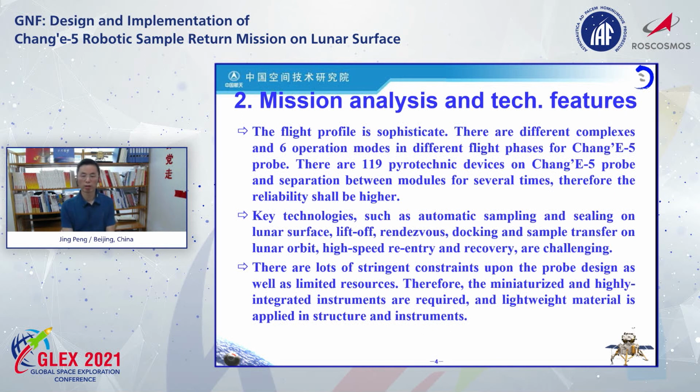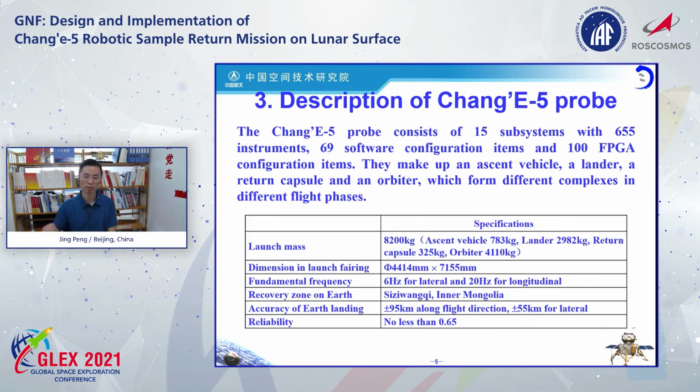Secondly, the key technologies such as automatic sampling and sealing on the lunar surface, liftoff from the lunar surface, rendezvous, docking, and sample transfer on lunar low orbit, high-speed re-entry, and recovery in Earth's atmosphere are very challenging. At last, there are lots of stringent constraints upon the probe design as well as limited resources, such as launch mass. Therefore, miniaturized and highly integrated instruments are required, and lightweight material is applied in structure and instruments. Next slide, please.